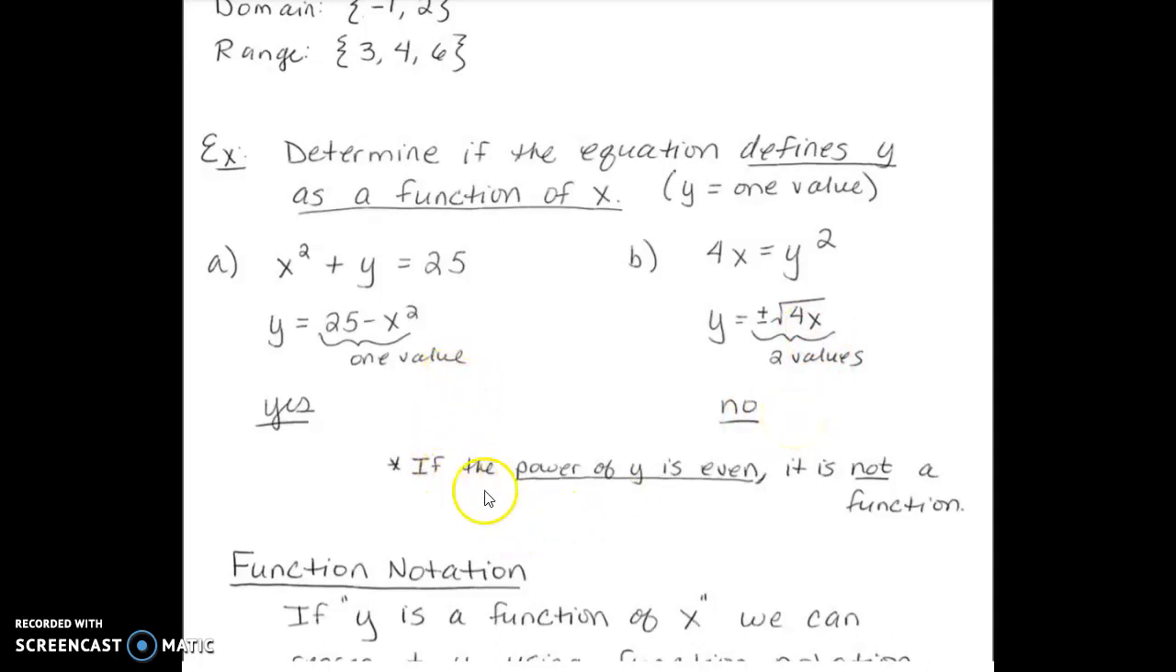From an equation, one way you can usually tell is if the power of y is even, like it was here, it is not going to be a function, because that requires the plus or minus sign when you get y alone. If the power of y is odd, even if it was a third power or a fifth power, taking an odd root does not require a plus or a minus. So that's going to be a function.